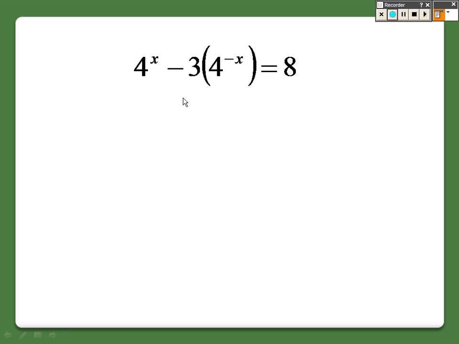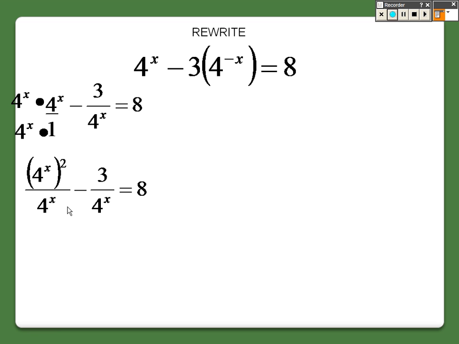All right, so taking a look at this, I can rewrite that as 3 over 4^x, and then I have to somehow figure out how I can get a common denominator. So to get a common denominator with this side, I'm going to multiply both the top and the bottom by 4^x. So when I have two of these and I'm multiplying, that's like saying (4^x)^2. So I have (4^x)^2 minus 3 over 4^x equals 8.